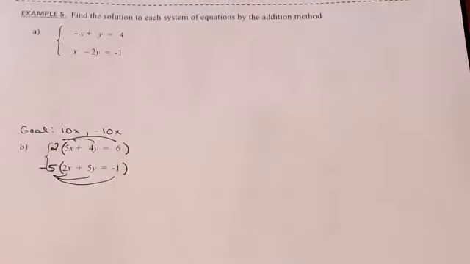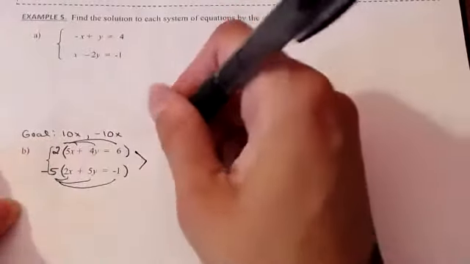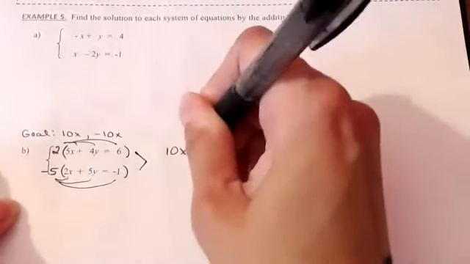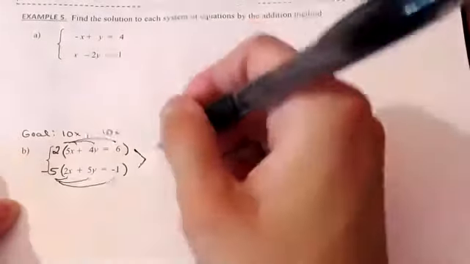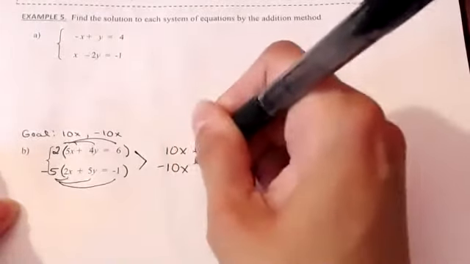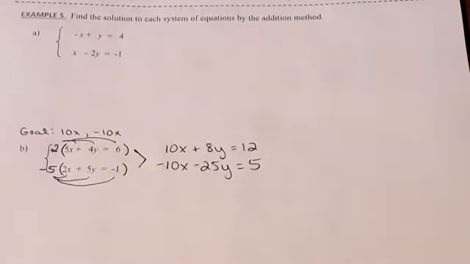As always, we distribute throughout. So I like to draw the lines of distribution because I don't want you to forget that you're multiplying every term in the entire equation. I always like shifting my work to the right. So I'm moving to the right along my page. So that gives me 10x plus 8y is equal to 12. Distribute the -5, we get -10x minus 25y is equal to +5.